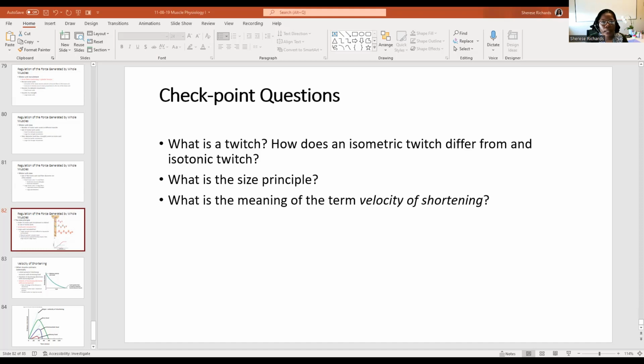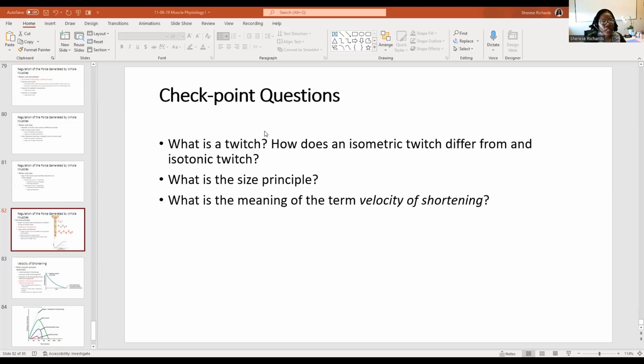All right, so let's take a look here. Quite a few responses here in the chat. So the first question, what is a twitch? And then how does an isometric twitch differ from an isotonic twitch? A twitch is a muscle contraction in response to a single action potential. Perfect way to phrase that. It's the muscle contracting in response to an action potential.